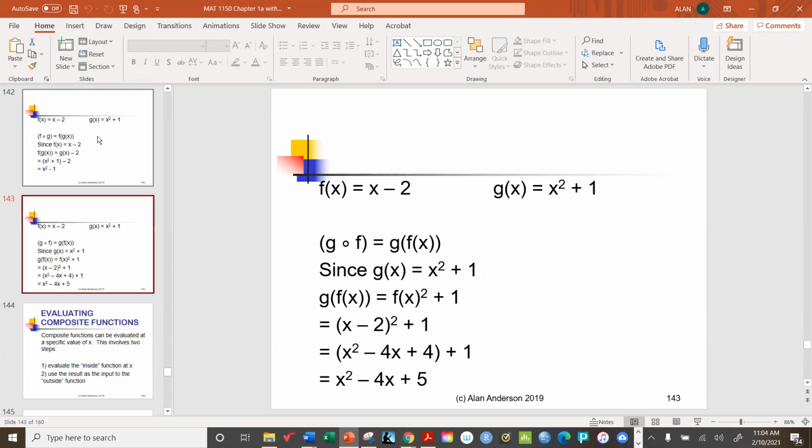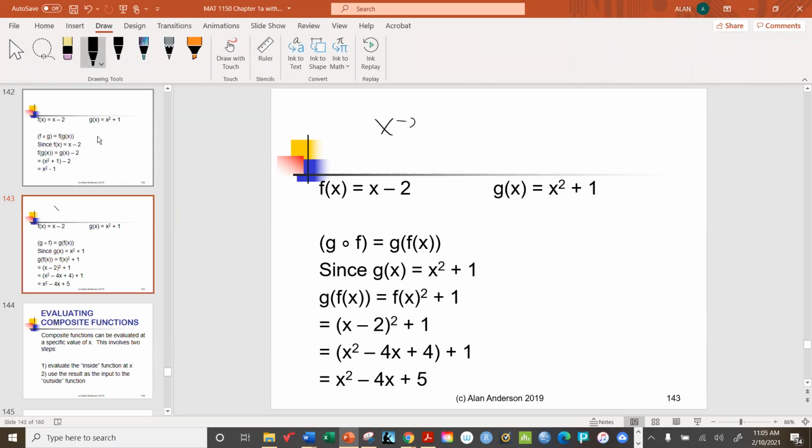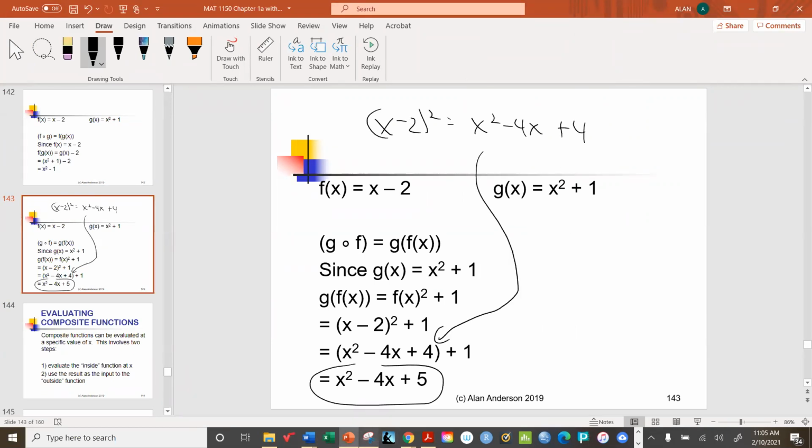So, yes, (x − 2)² after you apply FOIL is x² − 4x + 4. And that gets substituted in here. And this is our final result.